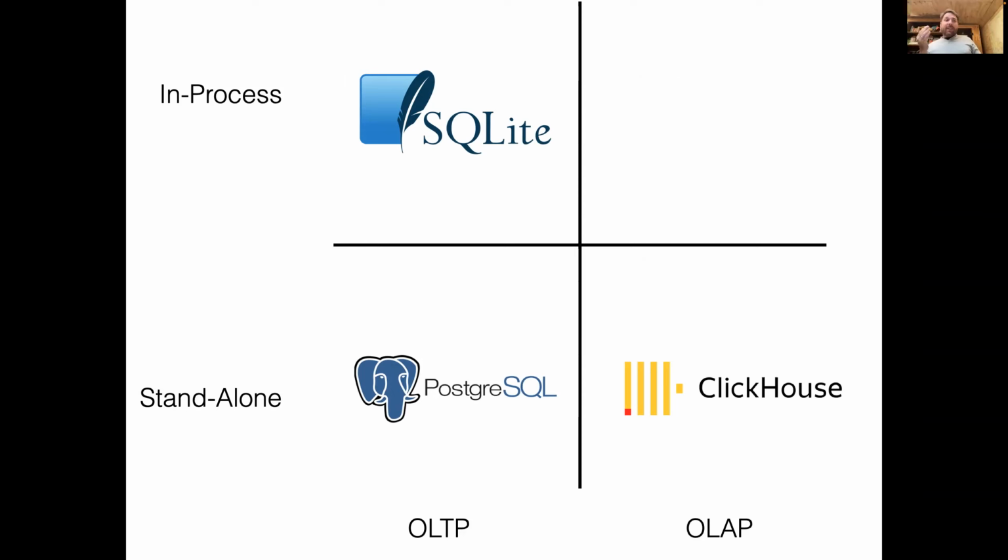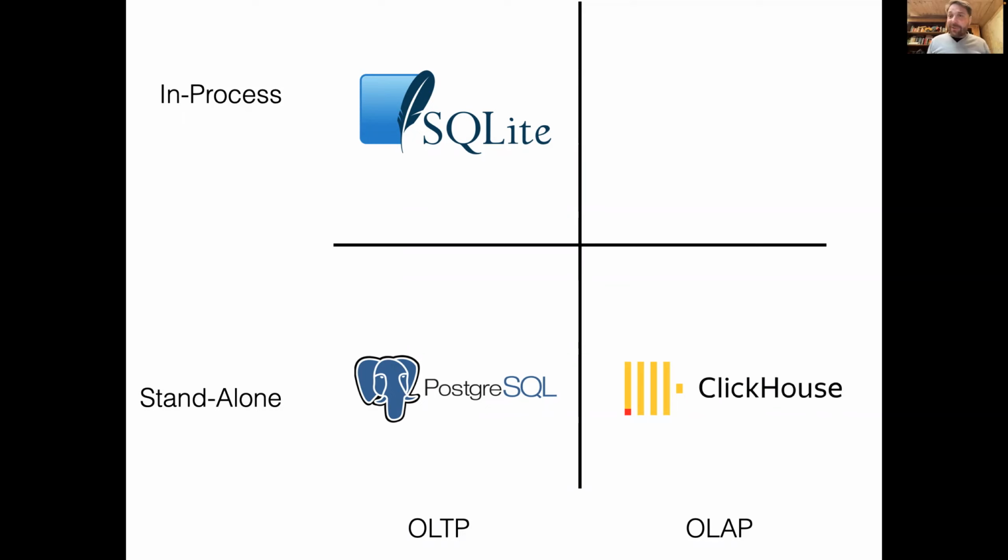So we have in-process OLTP systems, that is SQLite, which is extremely good at being that. We have standalone client-server OLTP systems like Postgres, and we have standalone OLAP systems like ClickHouse. But there is not really anything that I can think of, at least in the past, that was filling this empty space up there, which is the in-process OLAP.